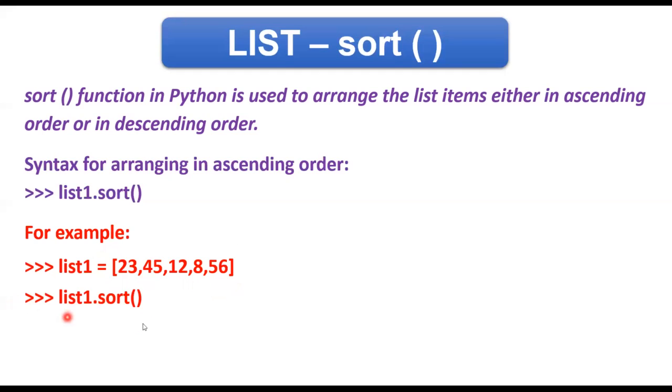Now, I want to sort them in ascending order. So I'm applying list1.sort(), and my print function will give me this result. The list has been sorted in ascending order.